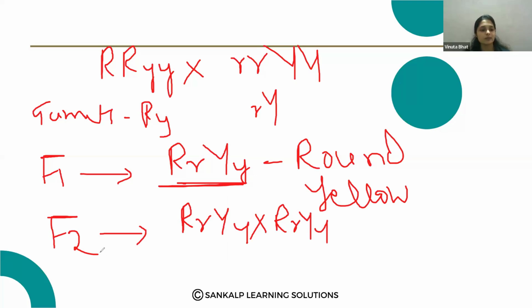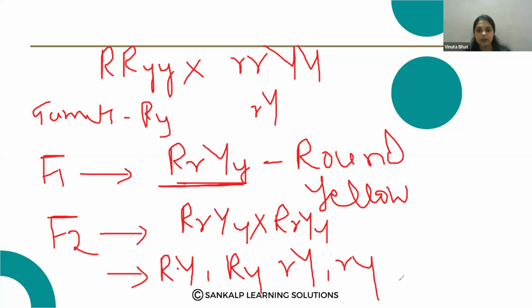Okay. So when these plants are crossed, F2, the gametes produced are capital R, capital Y, capital R, small y, small r, capital Y, small r, small y. So these gametes you have to use in the checkerboard to obtain the F2 generation. Okay. So how to draw the checkerboard and how to add these gametes to produce the new ones, that already we have discussed in the last question. Same you have to do it. Okay.